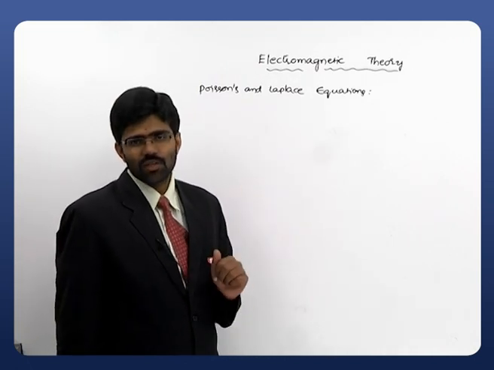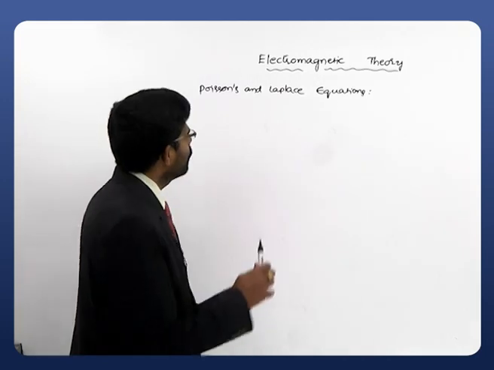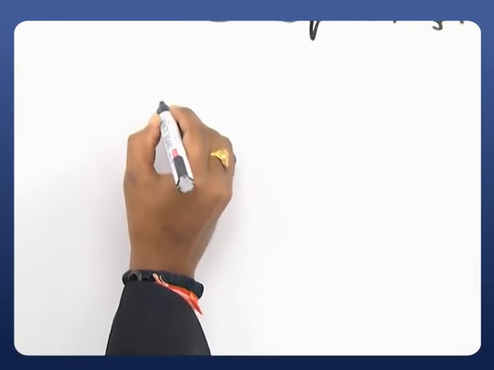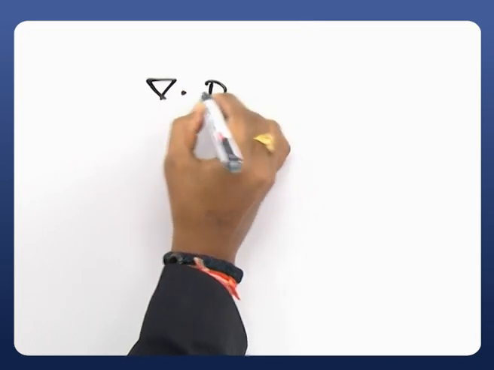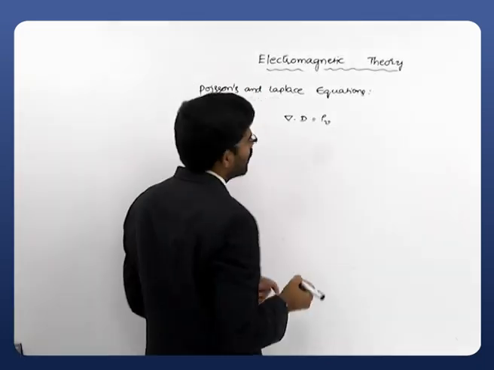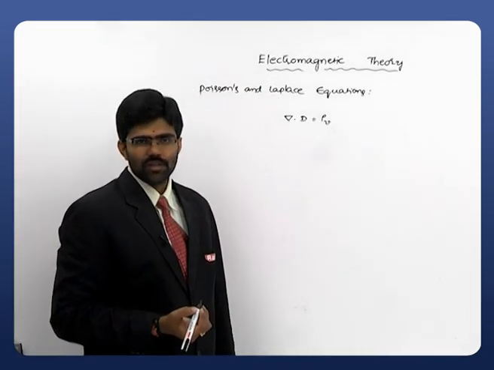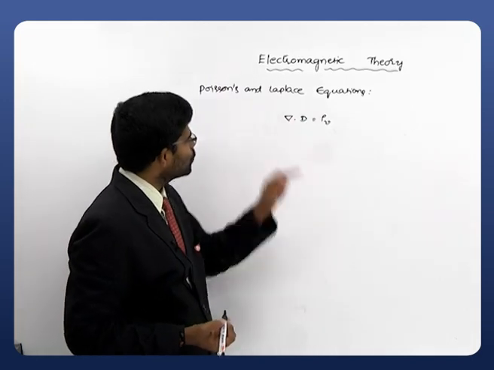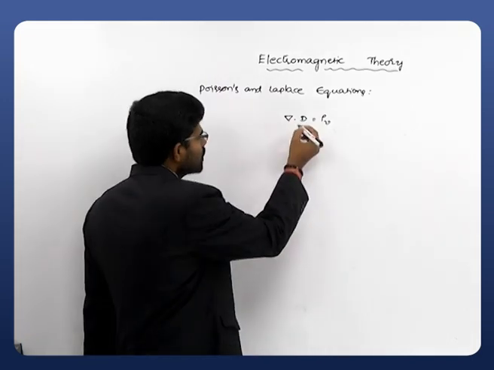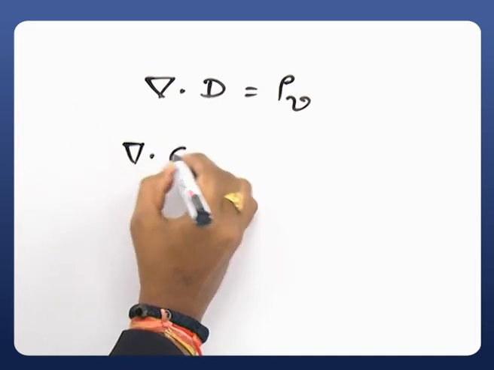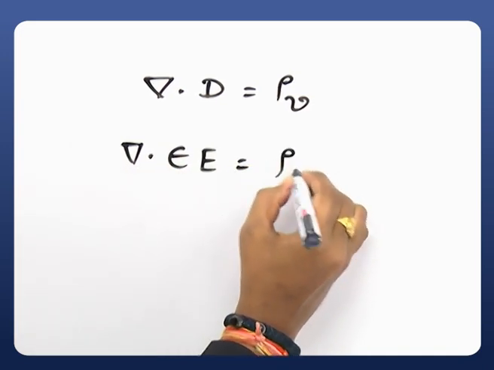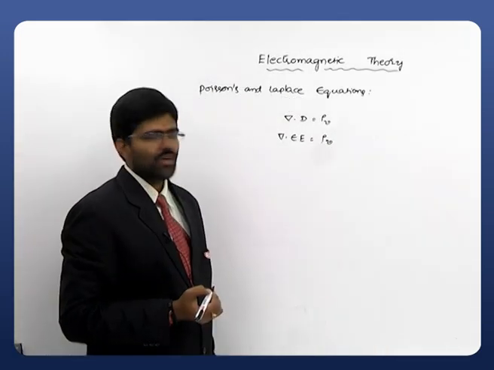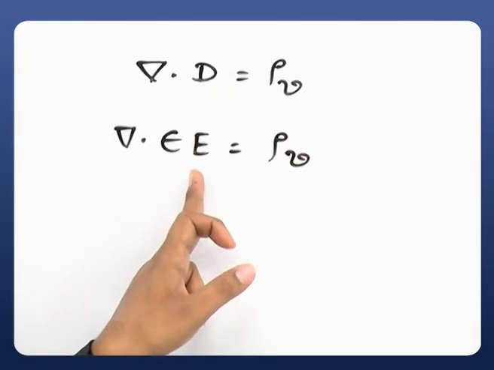So what are those equations? Just we will derive them using our Gauss law. Already we know that Gauss law gives us a relation that del dot D is equals to rho V. So this del dot D is equals to rho V will be modified now. Instead of this D, what I am writing is del dot epsilon E is equals to rho V. For a dielectric medium, just D can be replaced with epsilon E.